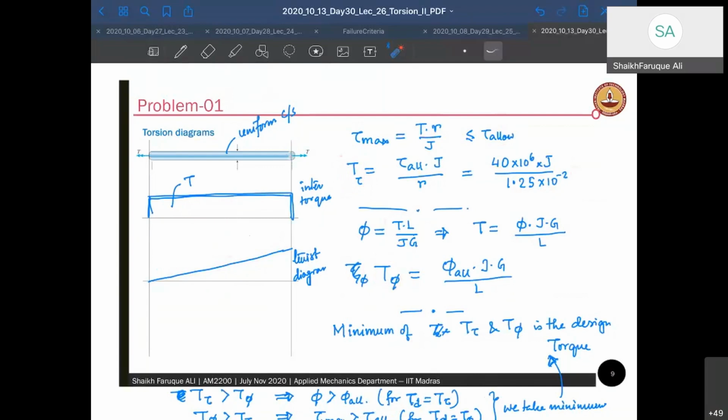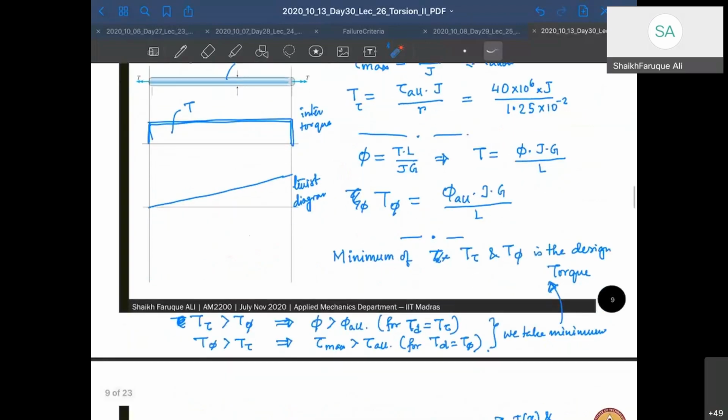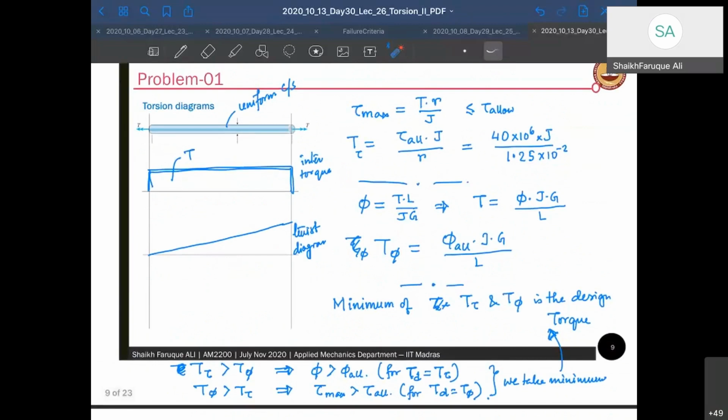So we have to use the minimum value, and this is the minimum value. So that's how you can solve this problem. It's not difficult. Please go ahead and do it. Yes, any questions? A small doubt, sir.